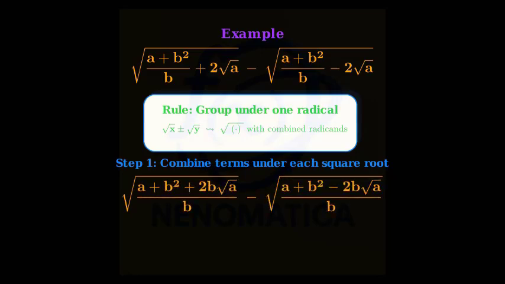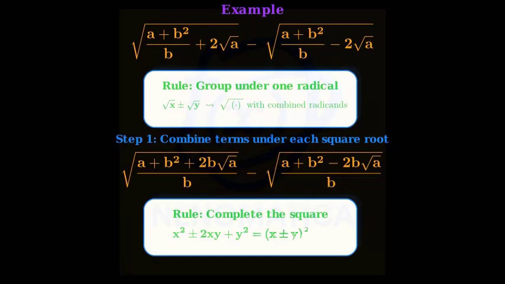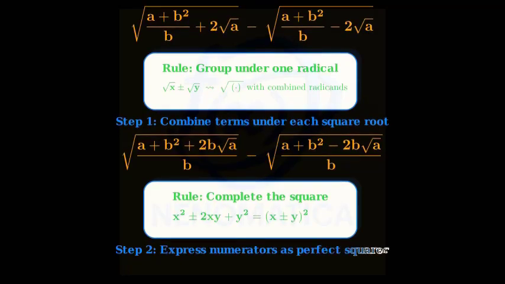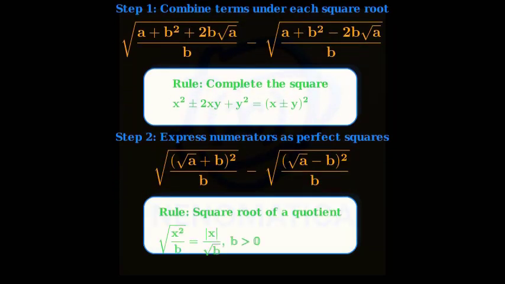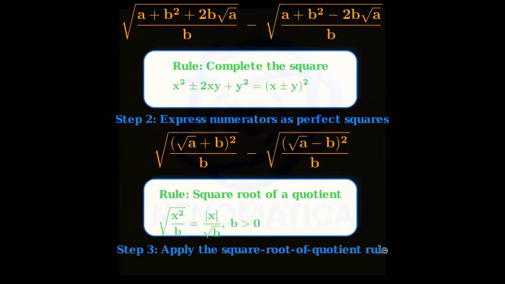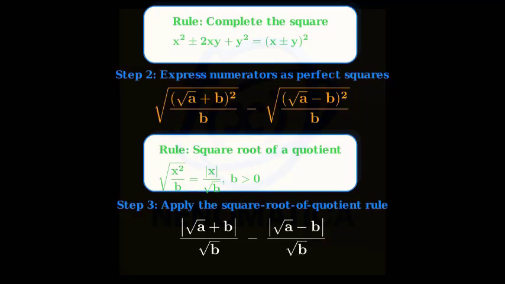Step 2. Recognize perfect squares in each numerator using the completing the square pattern. We display the rule, then write the expression as squares. Step 3. Take the square root of a quotient. This introduces absolute values in the numerator. Show the rule. Then simplify each radical. Step 4. Combine the two fractions since they share the same denominator. Show the rule box. Then form one fraction.